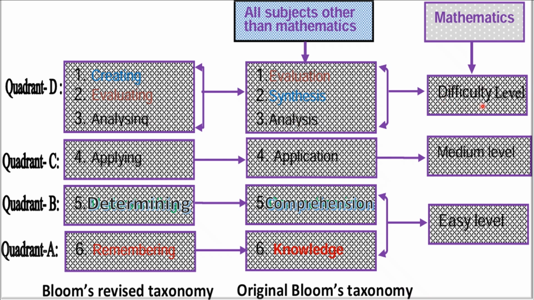And this is difficulty level for mathematics. Quadrant C, 4 applying, 4 application. Medium level is only for mathematics. Quadrant B, 5 determining, 5 comprehension. Quadrant A, 6 remembering, 6 knowledge. Quadrant A and quadrant B are together easy level for mathematics.